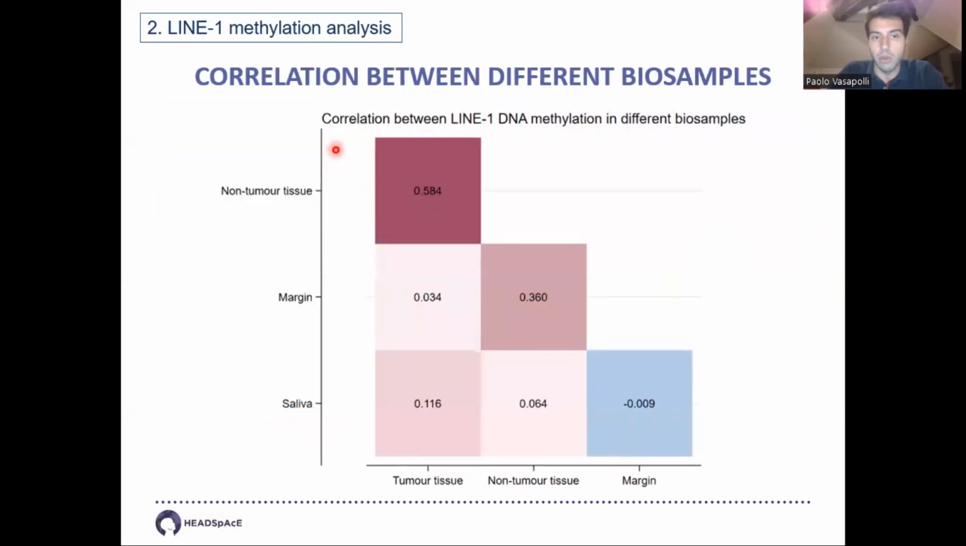Then moreover, we also tried to understand if there is a correlation between these different types of tissues. And what we observed is that between the tumor tissue and the non-tumor tissue, there is a very strong correlation, which was also seen, with less strength, between the margin and the non-tumor tissue. While with the saliva, we observe that there is no correlation with the other 3 different tissues.